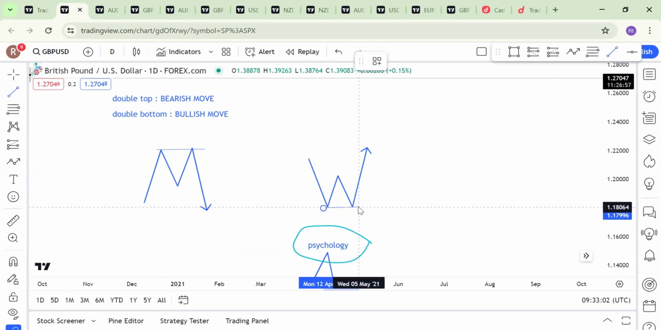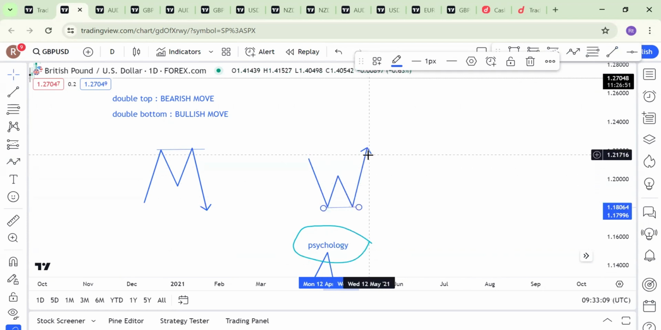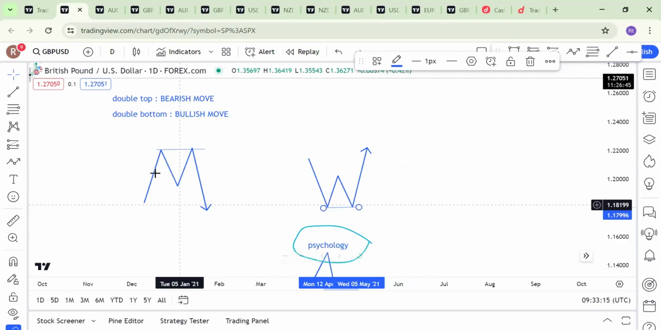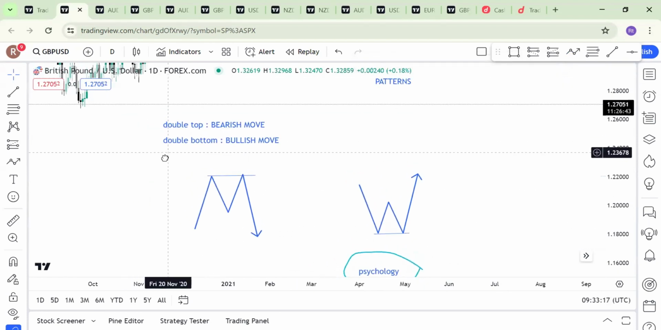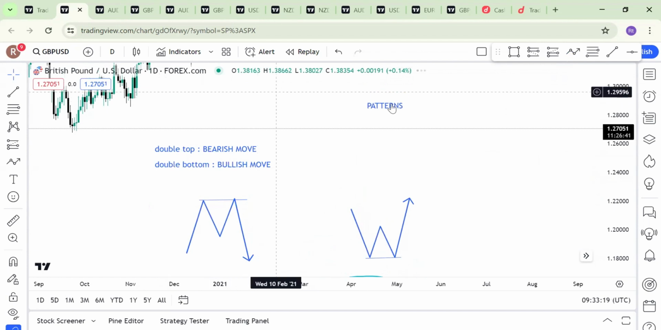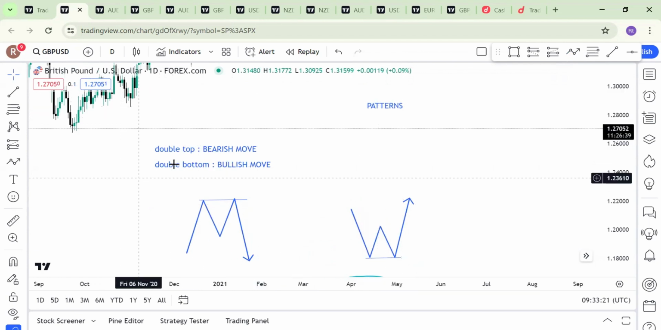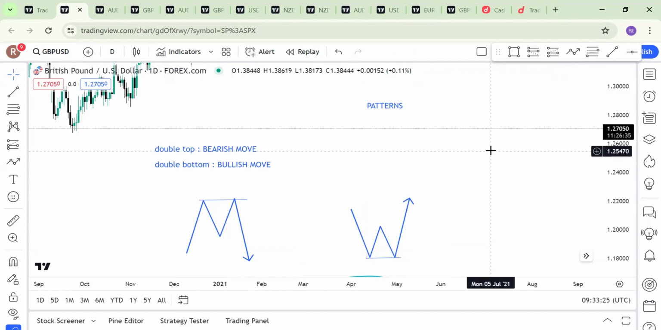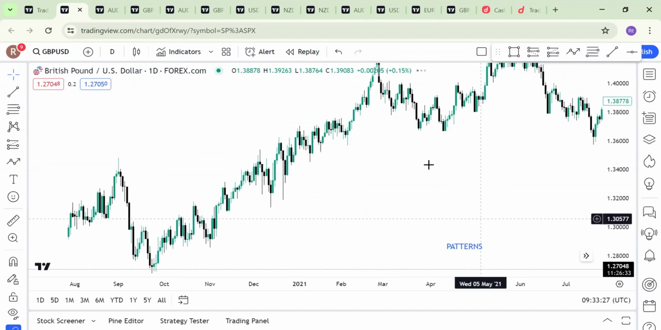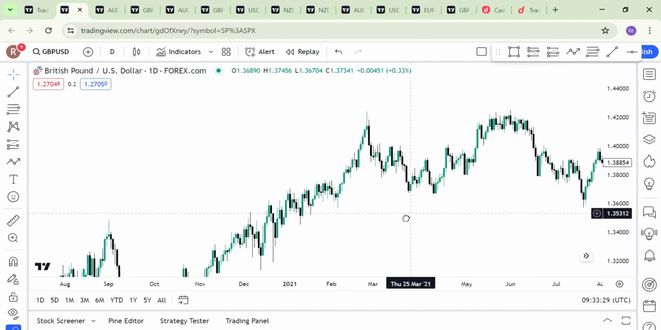Bottom, whenever you see something like this being formed, you know that a bullish move is imminent. So right about now, we are going to see it on our chart. You can take a screenshot of this pattern in particular: double top, bearish move; double bottom, bullish move. You can see it right there. So let's look for examples on our chart.